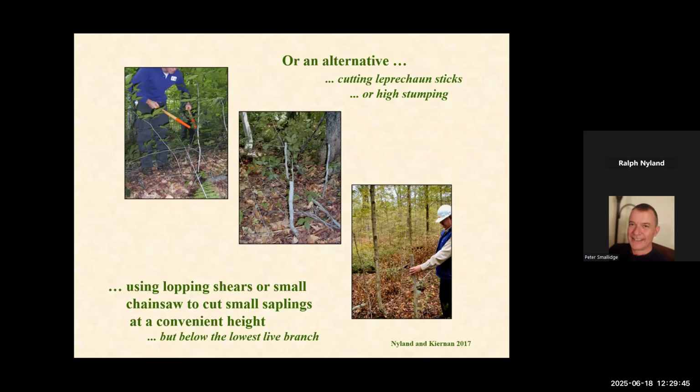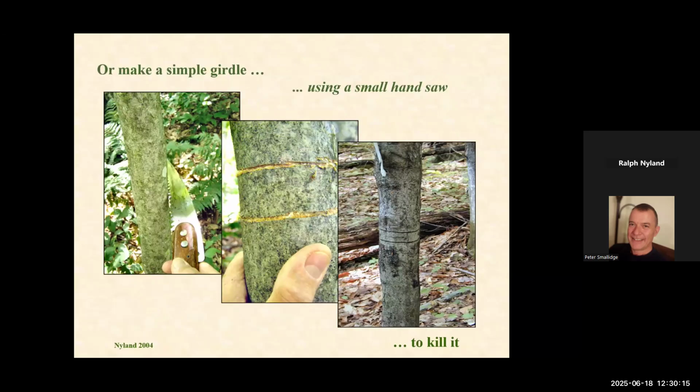I call it cutting leprechaun sticks. Other people call it high stumping. You use lopping shears on small saplings, or use a small chainsaw to cut the small saplings at a convenient height, but at least below the lowest living branch. The convenient height reduces worker fatigue. Below the lowest branch minimizes chances for survival and sprouting. It works. Or you can make a simple girdle.